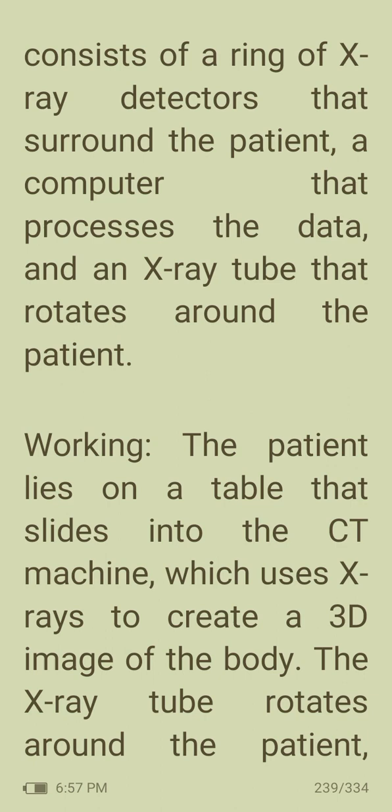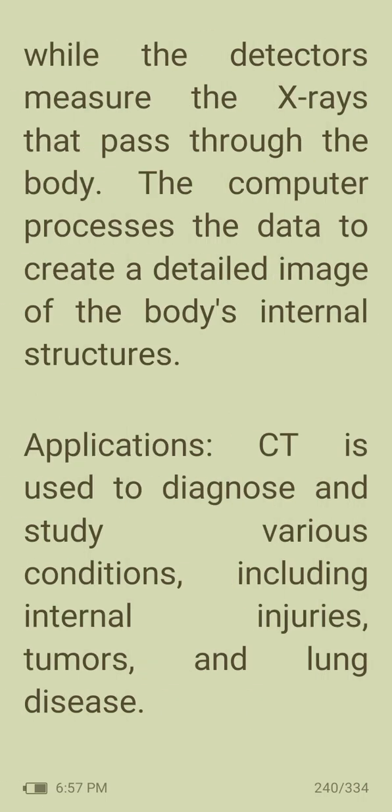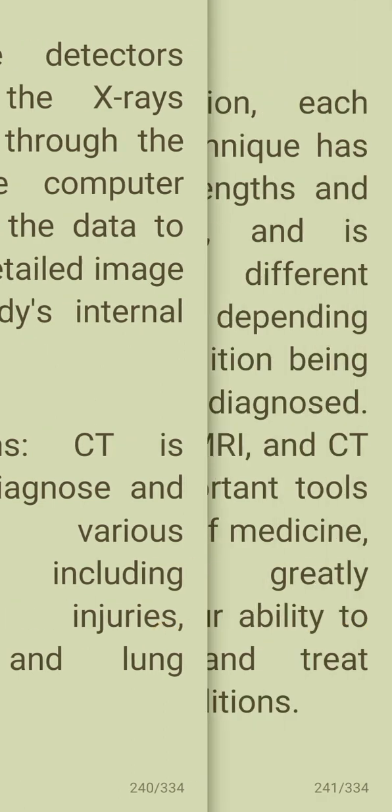The patient lies on a table that slides into the CT machine, which uses X-rays to create a 3D image of the body. The X-ray tube rotates around the patient, while the detectors measure the X-rays that pass through the body. The computer processes the data to create a detailed image of the body's internal structure. CT is used to diagnose and study various conditions including internal injuries, tumors, and lung disease.